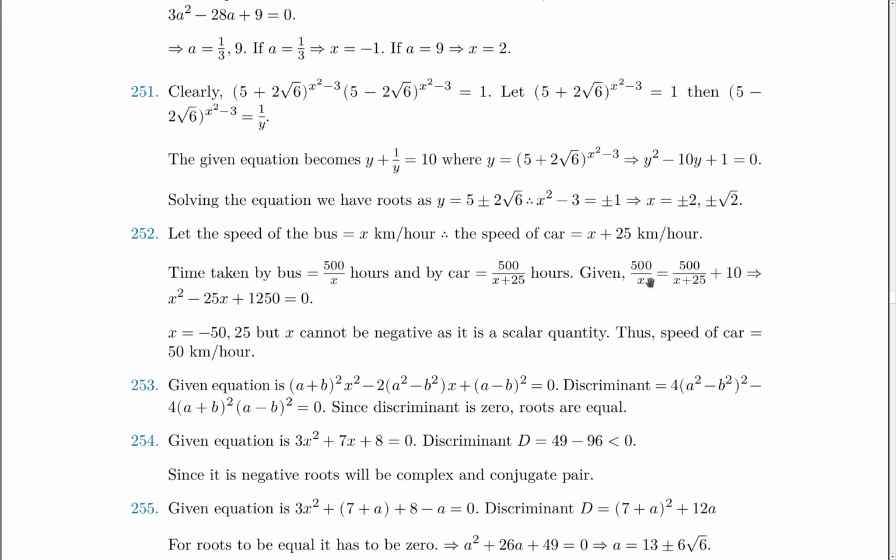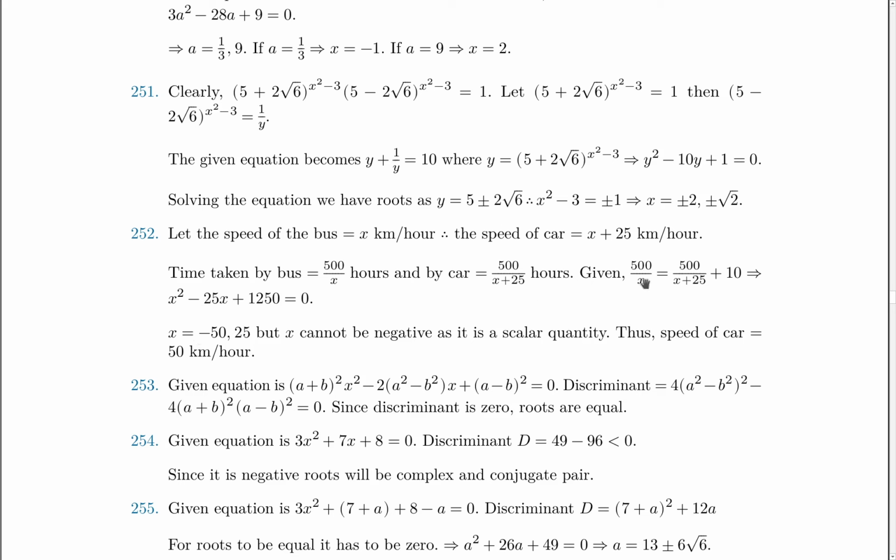So given that the bus takes 10 more hours, 500 by x is equal to 500 by x plus 25, plus 10. This gives you a quadratic equation x square minus 25x plus 1250 is equal to 0. If you solve this quadratic equation, there is something wrong in this equation. Okay, this should be plus 25. Maybe you can factorize this and check the equation.